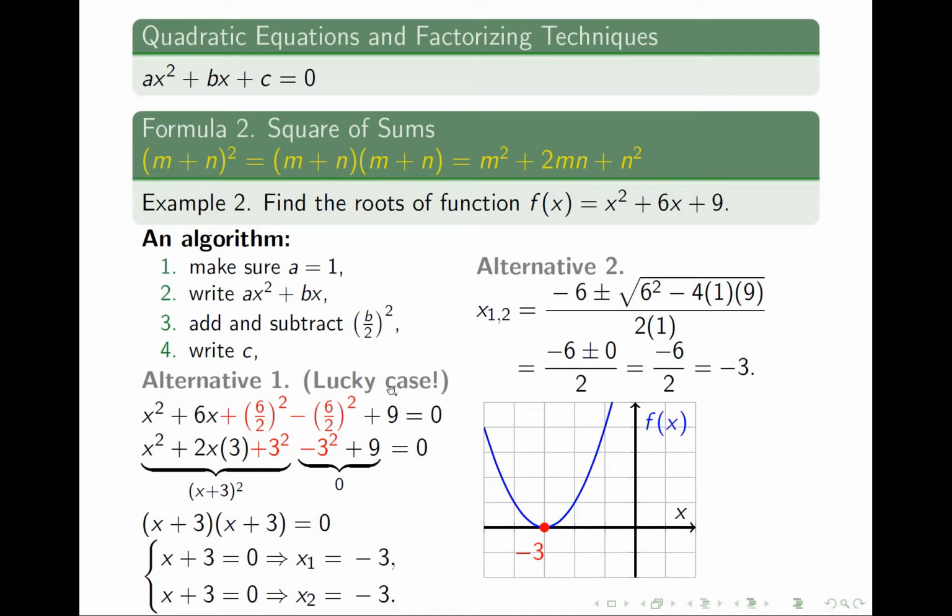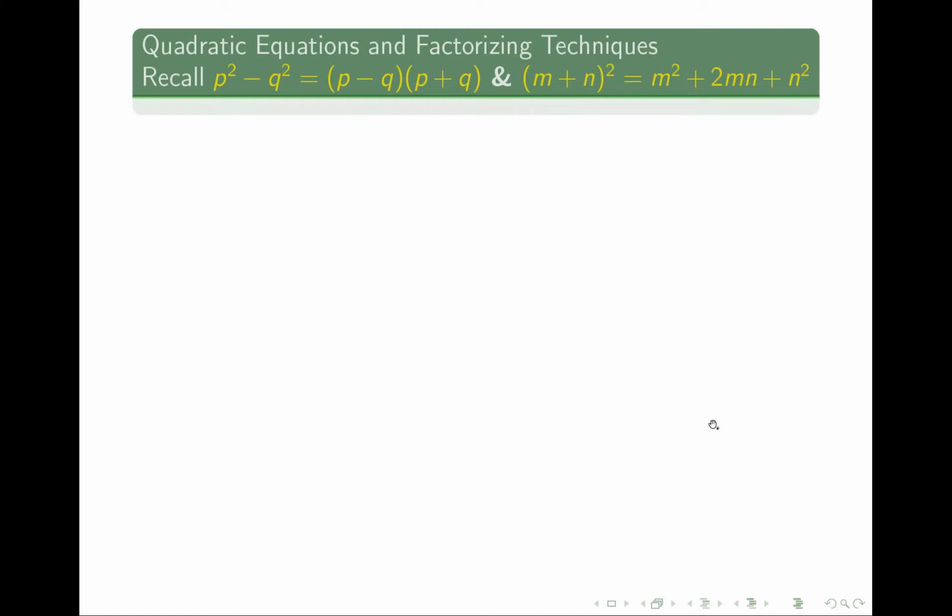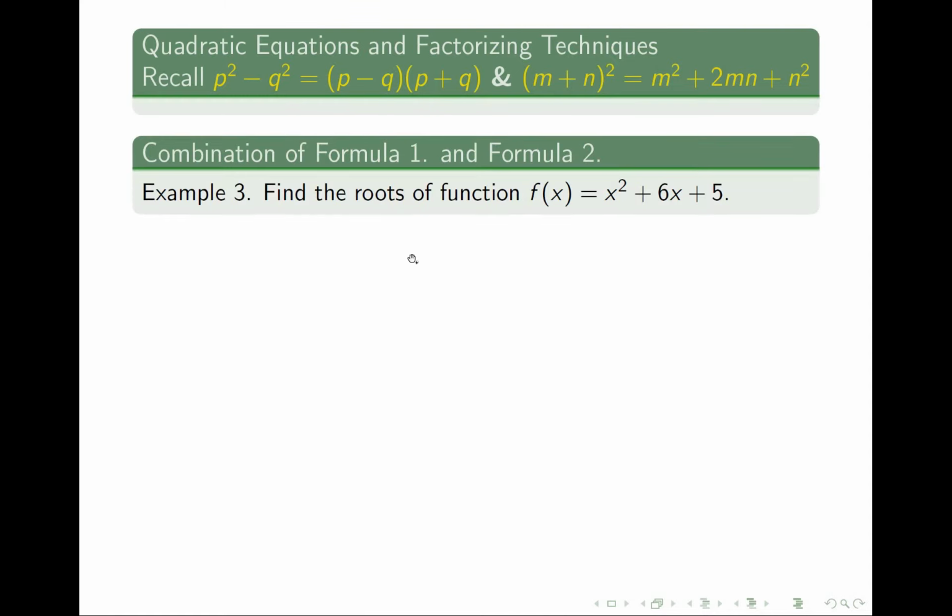So we have the lucky case here, and let's see what it means with the unlucky case. We would like to go through this one. At this point, we remember that our first formula was p squared minus q squared is equal to p minus q times p plus q, and we presented the second formula in this video. So we would like to combine these to solve another quadratic equation. I called it a combination of formulas 1 and 2.